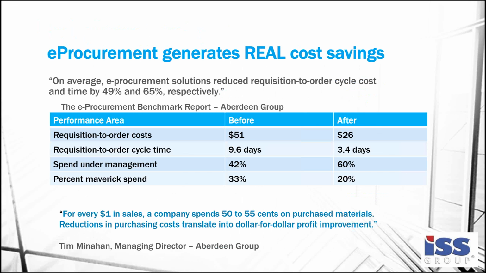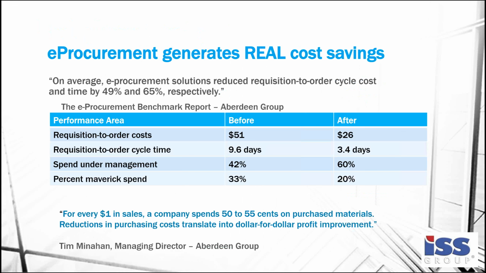Now this is a scorecard that I've borrowed from Aberdeen Group, who does a lot of research in this area, and I thought it really told the story that I'm trying to tell here. You can see requisition to order cost. These are the upfront cost. $51 per PO before, $26 after an e-procurement type effort, which is basically organizing your channels and putting the right things in the right channel. Requisition to order cycle time, 9.6 days to 3.4 days. Well, 9.6 days wasn't that bad before, but 3.4 days is obviously much better.